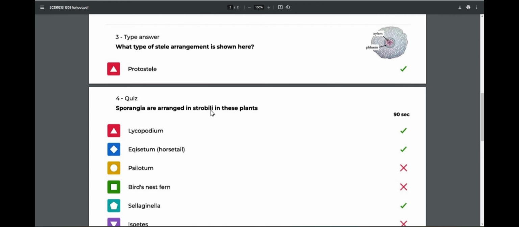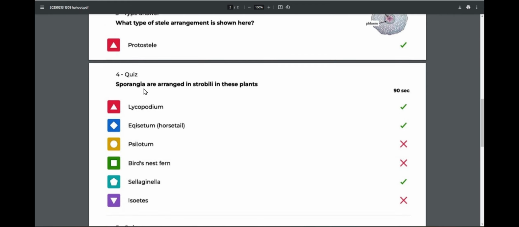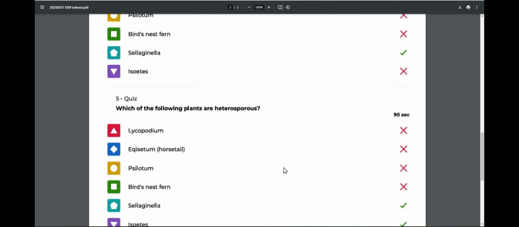Sporangia are arranged in strobili in these plants. So that means just spores, there is the structure strobili. The Lycopodium, the horsetails, and the Selaginella. This one does not. This one has little bulbs, this one has spores along the veins, and this one is at the base.